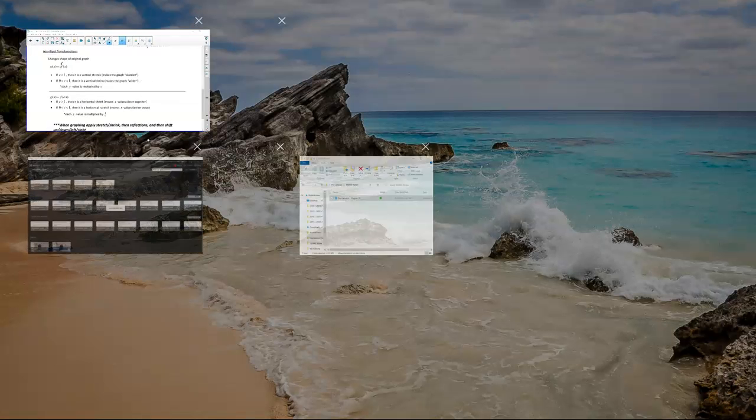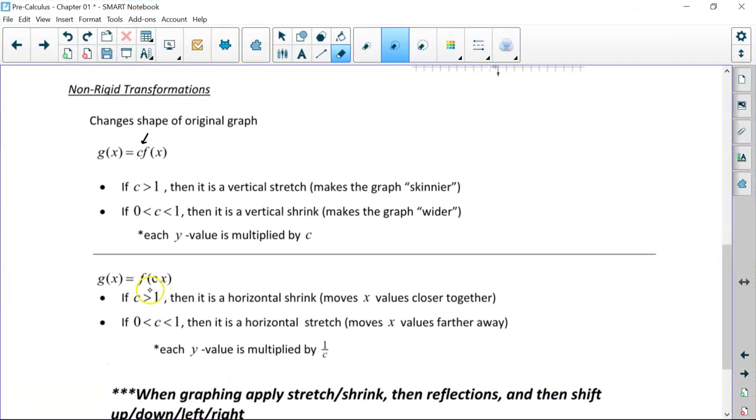Now, when the constant is on the inside of the function, that's going to be a horizontal shrink or stretch. Now, when it's greater than 1, this is a little bit different than the other one. It's going to be a shrink. The values of x move closer together. When c is between 0 and 1, it's going to be a horizontal stretch. The x values move further away. So what you would do is you'd multiply each x value by 1 over c. The horizontal ones are much trickier.